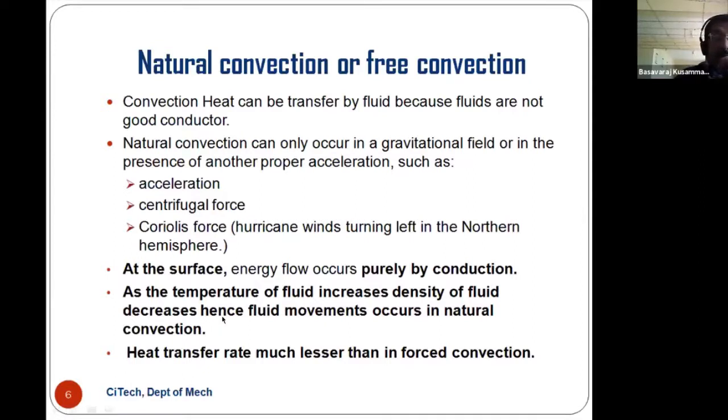Next one. Here the heat transfer rate is much lesser than in forced convection. These are the important points in natural convection. Heat transfer rate is much lesser than in forced convection. So heat transfer in natural convection occurs due to the density difference only, and at the surface whatever the heat transfer is purely by conduction.